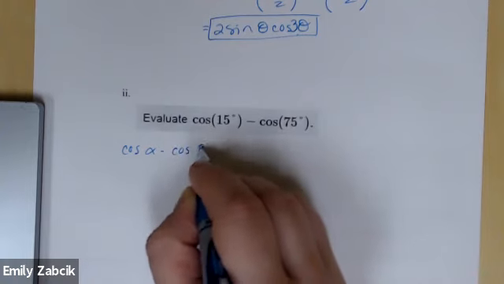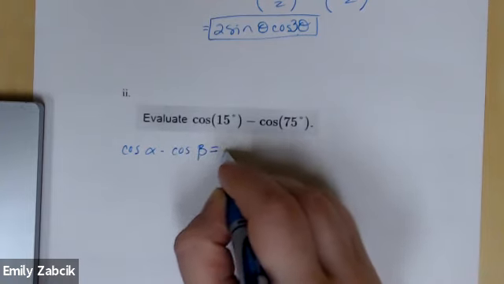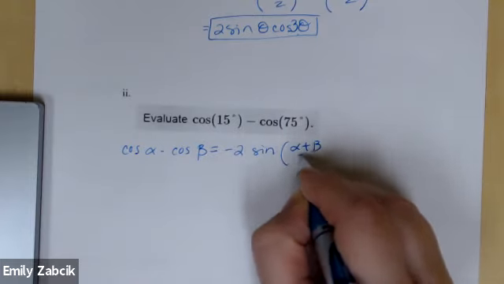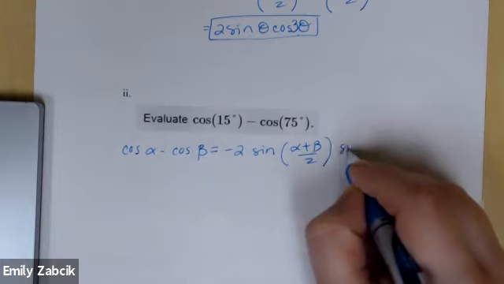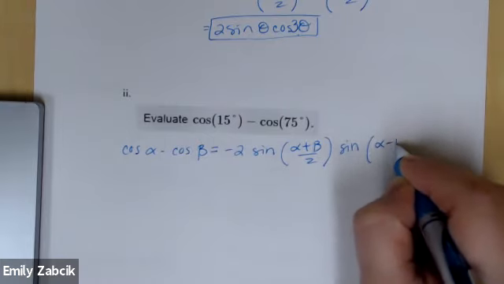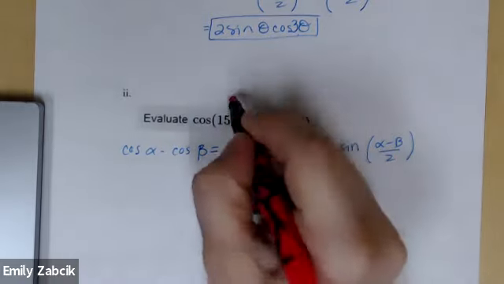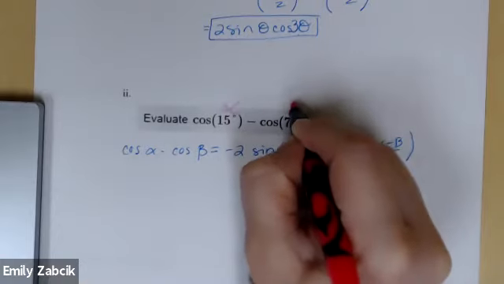So cosine alpha minus cosine beta is equal to negative 2 sine of alpha plus beta over 2, sine of alpha minus beta over 2. So I'm going to use this formula, but I'm actually going to end up with a numeric value when I get done with this. Okay. So again, you can see this is going to be my alpha, and this is going to be my beta as I go.